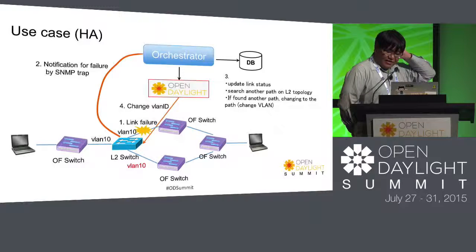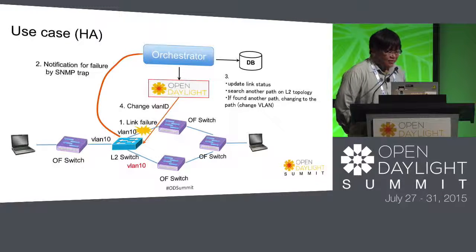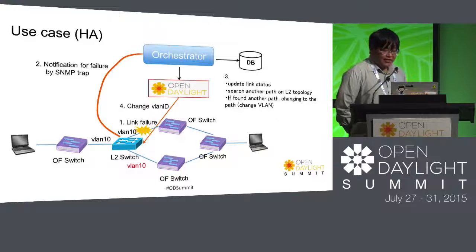This is a use case of high availability for two hosts. Using the Orchestrator, these two hosts maintain connectivity when one path fails. This configuration is the same as testing 2. At first, a link failure happens on the upper path between the L2 switch and the OpenFlow switch. This link failure is caused by removing the cable from the L2 switch.